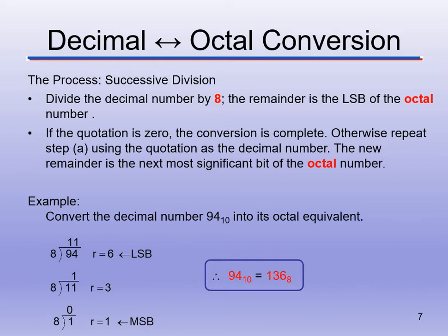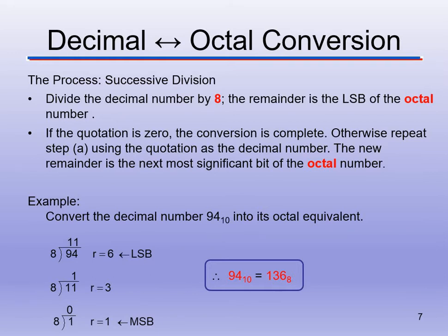Alright, so let's look at this example here. We're going to take the number 94 with a subscript 10, so that tells me it's the number 94, not 94 hex, but 94, and the subscript 10 tells me it's decimal, and I'm going to do that into its octal equivalent. So I'm going to take the number 94 and do successive division by 8. So 94 divided by 8. The best thing I can get is 11, because 11 times 8 is 88. 94 minus 88 is 6, so our remainder is 6.